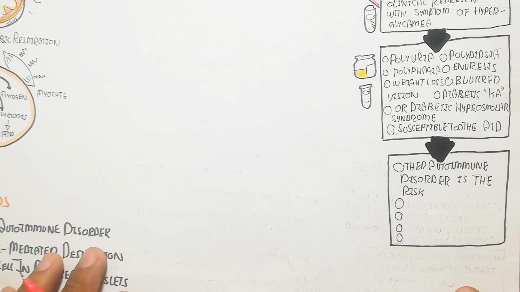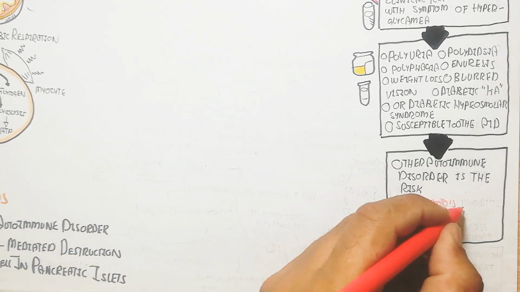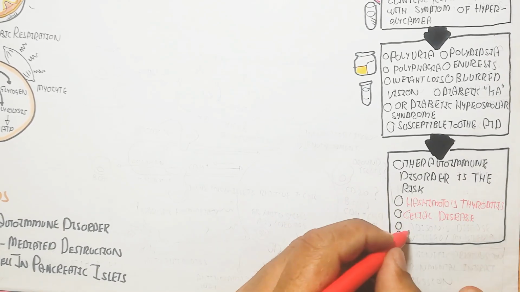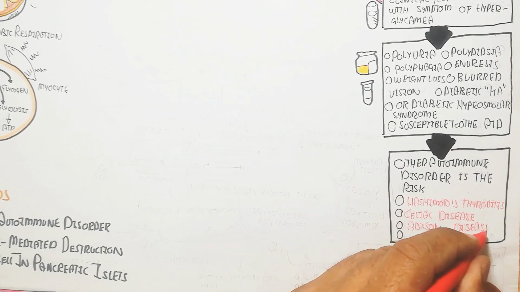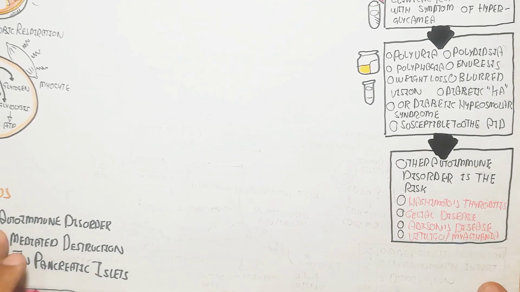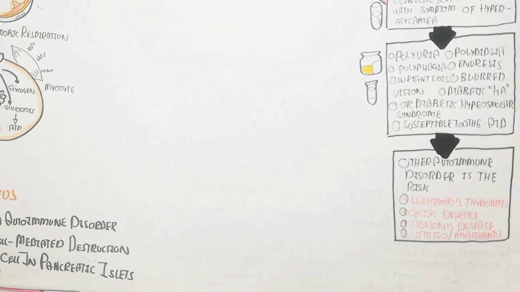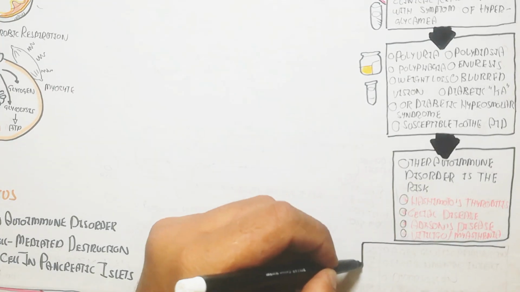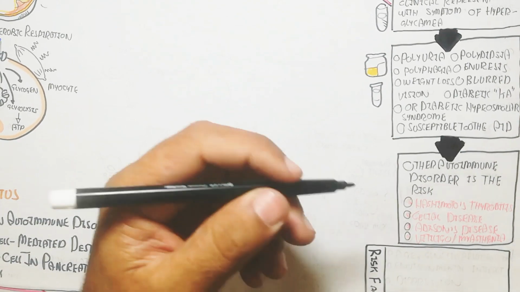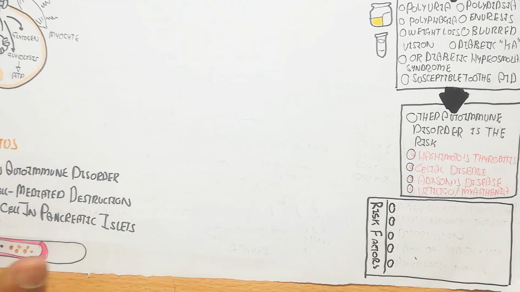Other autoimmune disorders are a risk: Hashimoto's thyroiditis, celiac disease, Addison disease, vitiligo as well as myasthenia. I have videos on all of these. You can search for UmerFarooqbiology, so you can search all these types of disease.